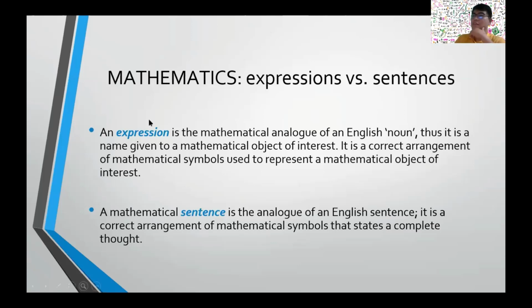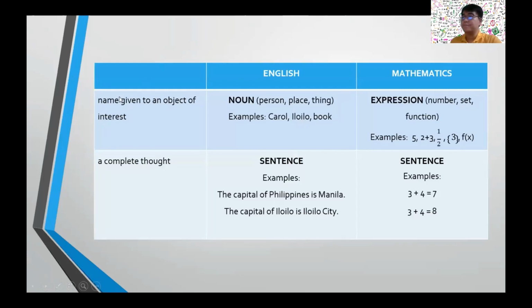An expression is the mathematical analog of an English noun. Thus, it is a name given to a mathematical object of interest. It is a correct arrangement of mathematical symbols used to represent a mathematical object of interest. And a mathematical sentence, on the other hand, is the analog of an English sentence. It is a correct arrangement of mathematical symbols that states a complete thought.